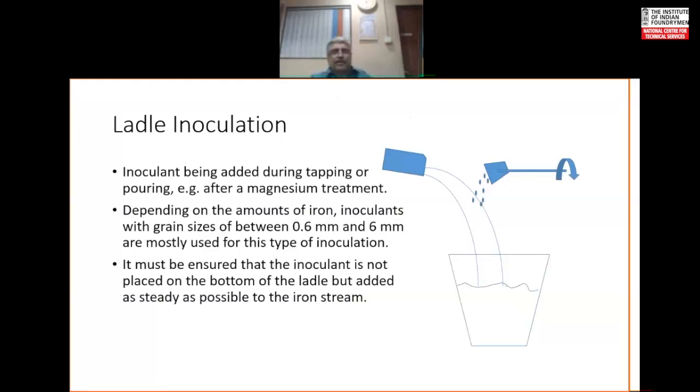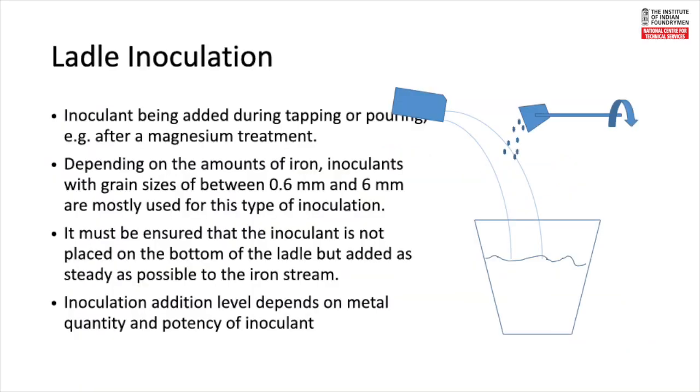Avoid putting the inoculant at the bottom of the ladle, but preferably add it into the stream of the metal. I remember in my old days in foundries, we were making a packet of inoculant and just throwing it at the bottom of the ladle just as the tapping was starting. That is perhaps not the best way of doing it. And inoculation addition quantity or percentage depends on how much metal you are doing, how potent your inoculant is.